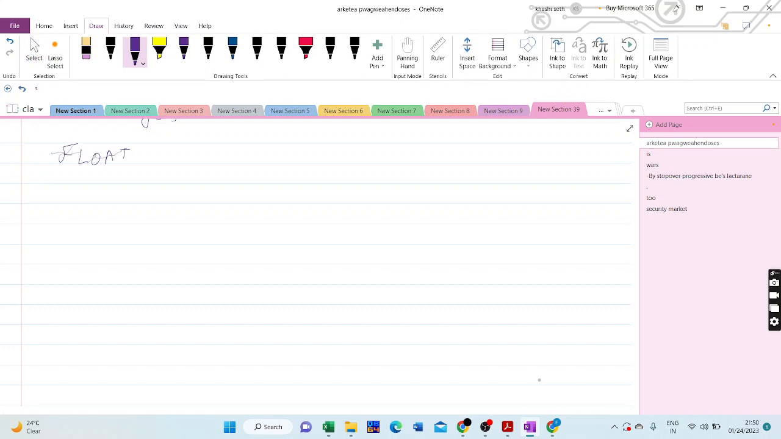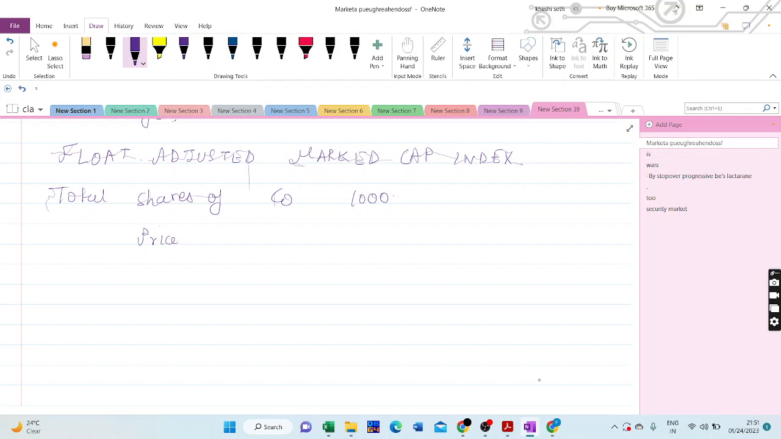Now let's speak of the float adjusted market capitalization index. So now we will speak of something called float methodology. What is float methodology? I'll give you an example. With examples, things would get clearer. Say total shares of a company are 1000 and the price per share is 60.